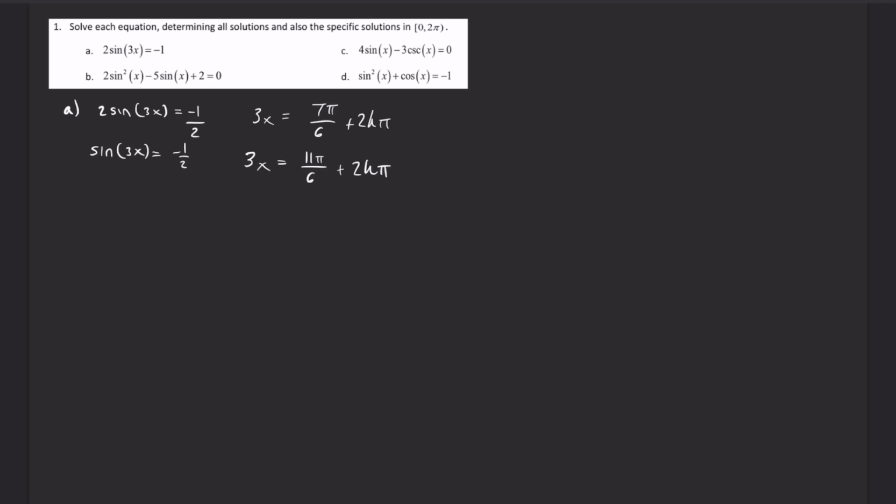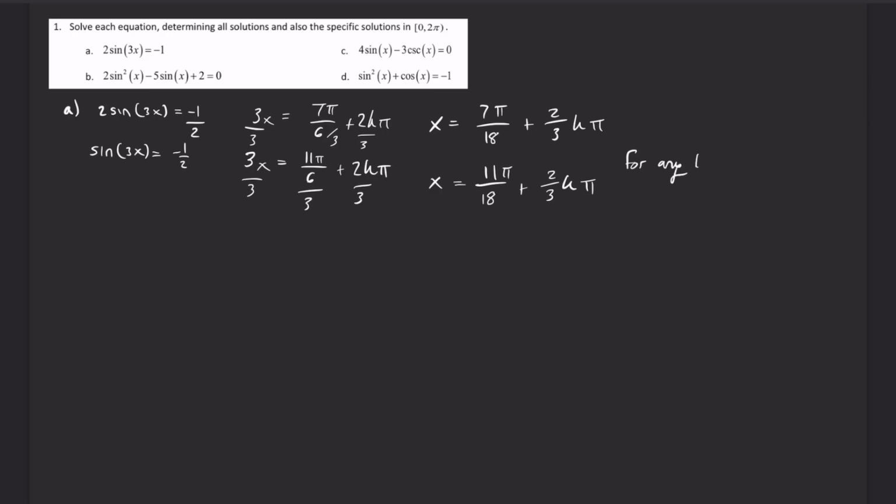Now, solving for x, we divide by 3 on all terms. So here we divide by 3, and we get x is equal to 7 pi over 18 plus 2/3 k pi. Then also x equals 11 pi over 18 plus 2/3 k pi, for any integer k. And this is our solution.